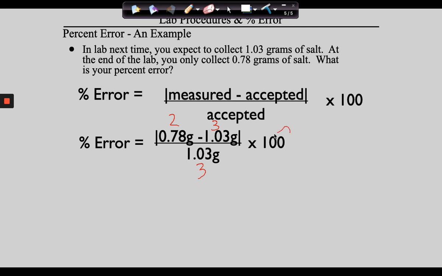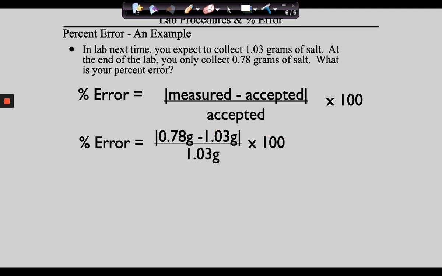100 is infinite. This is not a measurement. It is simply a number that's converting a decimal into a percentage. That 100 does not limit significant digits because it's not a measurement. So with that in mind, then, we need to do the math to solve this.